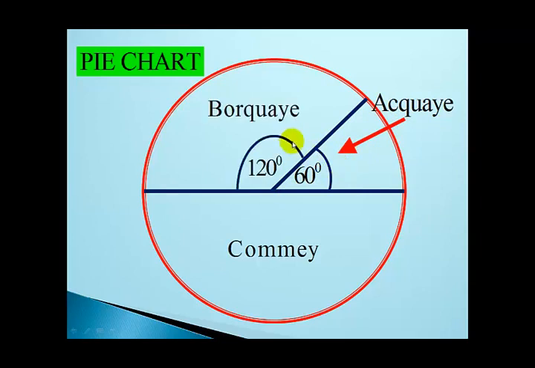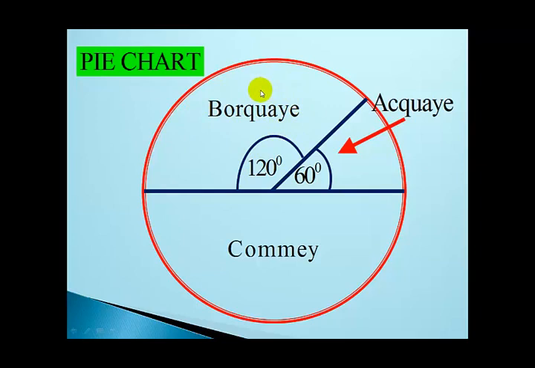We also measure the angle of sector for Bokwi. And after calculation, the angle of sector for Bokwi gives us 120 degrees. And so we measure the angle 120 degrees. So this region is also for Bokwi. And this is how the pie chart is constructed.